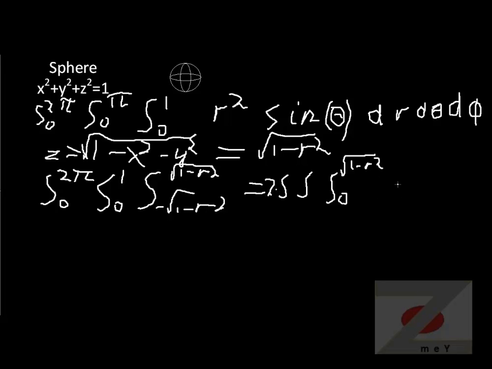And this is going to be r because it's the determinant of cylindrical coordinates. And then dz, dr, d theta.